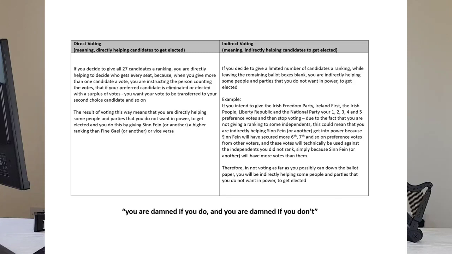And these votes will technically be used against the independents that you did not rank, simply because Sinn Féin will have secured more votes than them. So in not voting as far down the ballot paper as you possibly can, you will be indirectly helping some people and parties that you do not want to get into power to get elected. This is why I said earlier that you are damned if you do and you are damned if you don't.